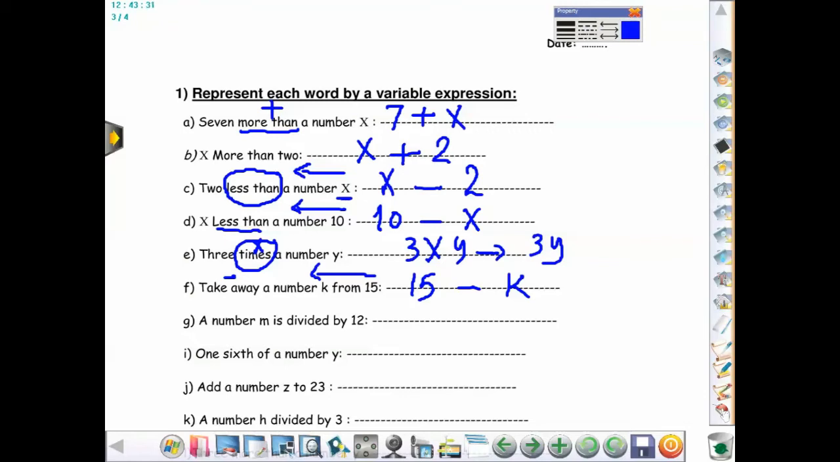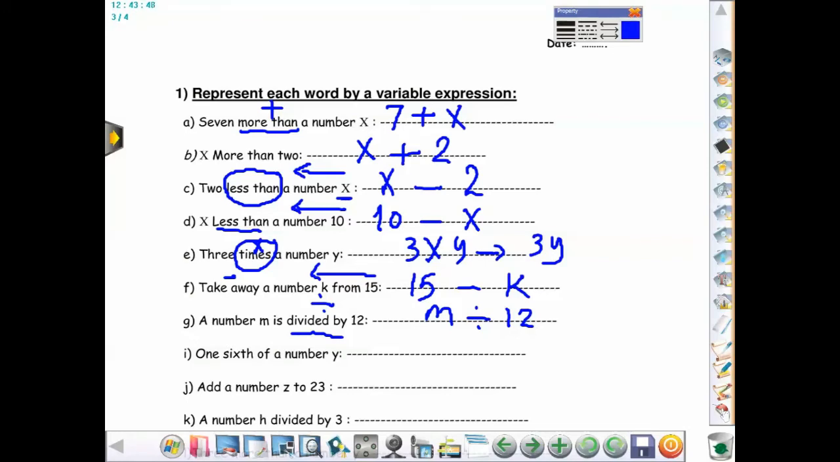And number m is divided by 12. It's very easy. Divided by. So m divided by 12. I love this lesson. It's a very easy lesson.